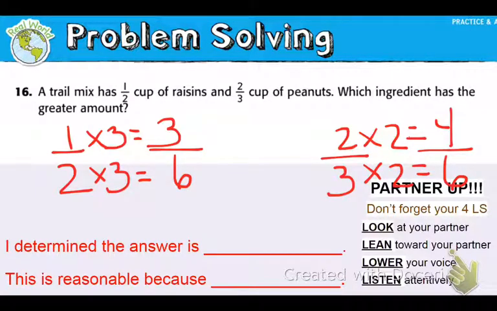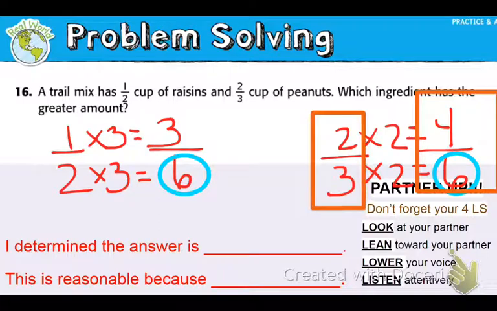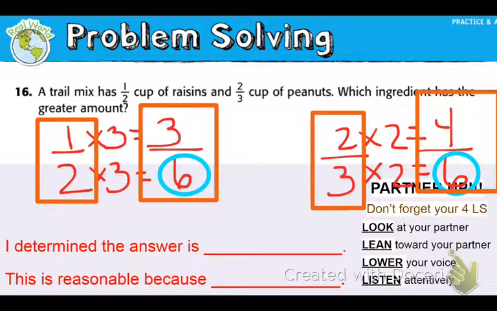So step 1, I got that multiple. Step 2, I created a fraction that's equal. 2/3 is equal to 4/6. 1/2 is the same as 3 parts out of 6. Okay, step 3 is where we compare. Is 3 out of 6 or 4 out of 6 bigger? Well, clearly 4 pieces out of 6 is bigger.